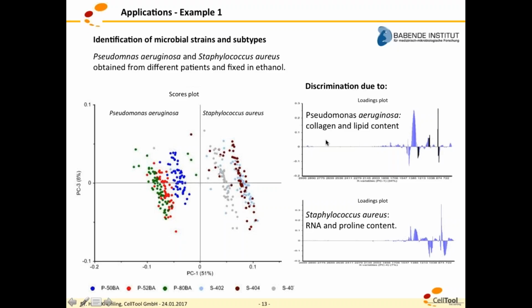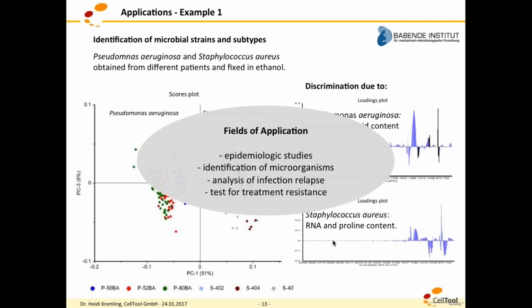In the case of Pseudomonas, it was mainly the collagen and lipid content, whereas in the case of Staphylococcus aureus, it was mainly RNA and proline content. And thinking about the fields of application, what you can do with this, of course, you could, for example, use Raman analysis for epidemiologic studies to analyze, for example, infection relapse and also test for treatment resistance, and of course for the identification of microorganisms.